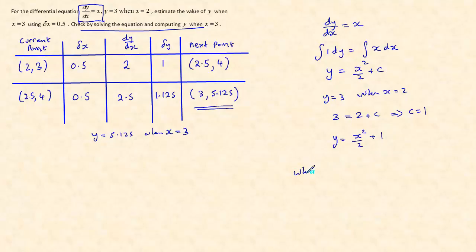So when x is equal to 3, y is going to be 3 squared over 2 add 1. So that's 4.5 add 1 is 5.5. So the exact value for y when x is 3 is going to be this one, because we got that by solving the equation. And this is our estimate. Had we taken many more steps, we would have gotten a better estimate.